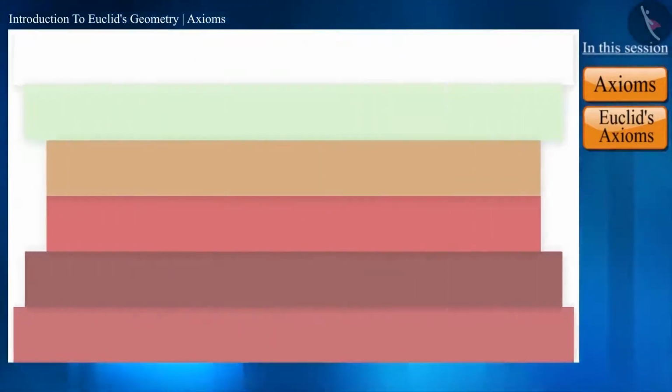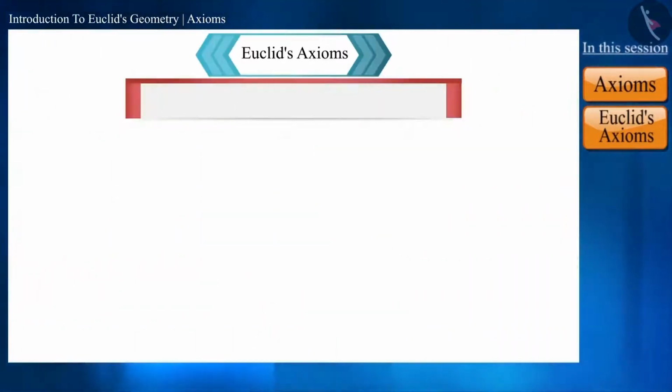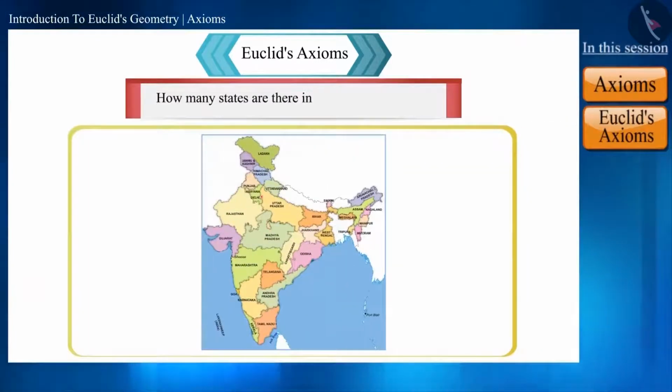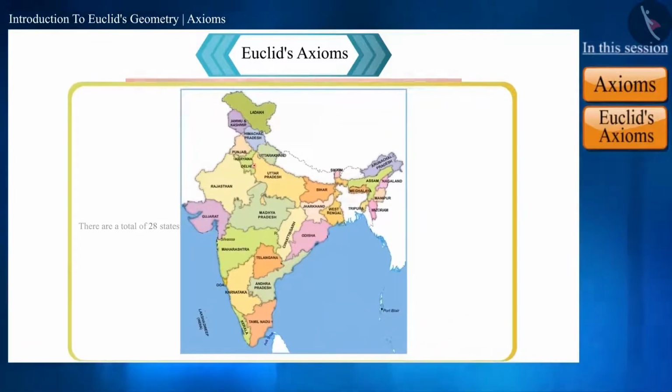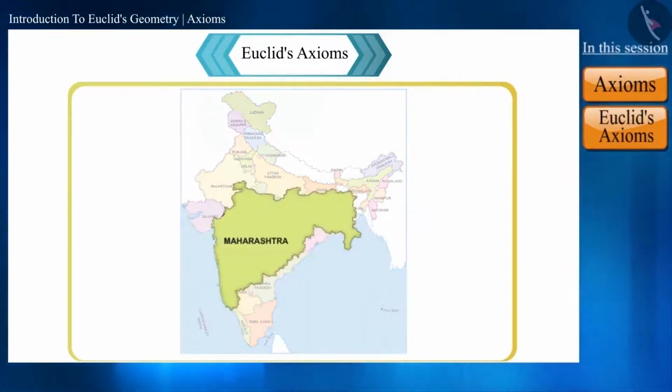Before coming to Euclid's fifth axiom, let's see a simple question. Tell us how many states there are in our country, India. Yes, there are a total of 28 states. That is, India is divided into 28 states. If we look at one of these states like Maharashtra, then it is certain that it will be smaller than India.